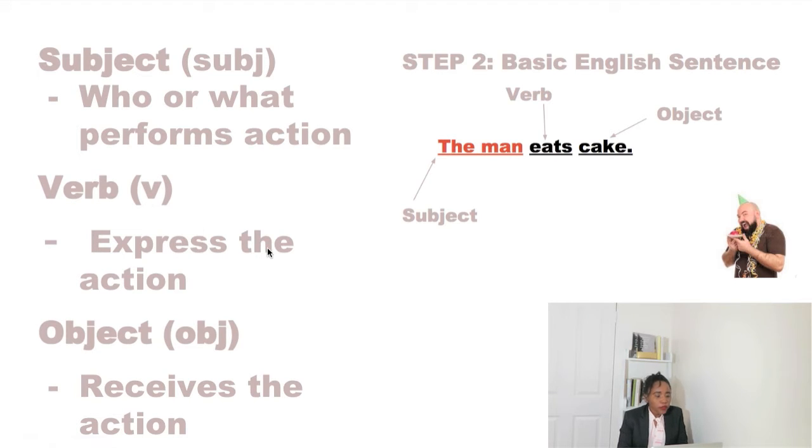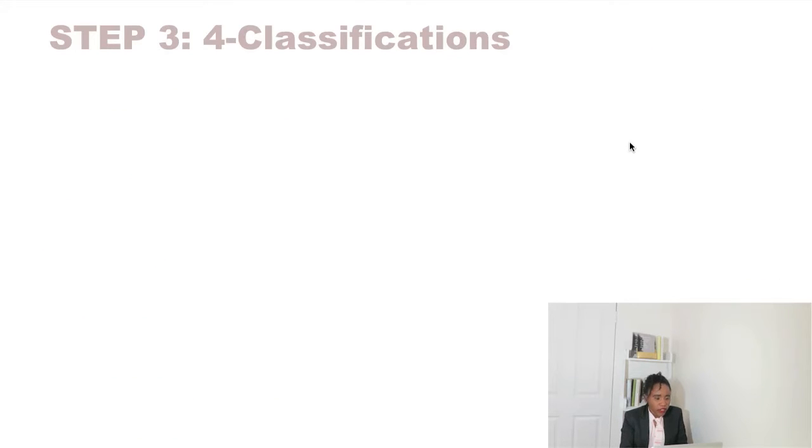Okay, so it expresses the action. These are doing words, and in this instance, eating or eats would be the verb, okay, which comes from the word or the verb to eat. And then of course you have the object, which in a sentence generally receives the action, and in this instance the cake would be the object.